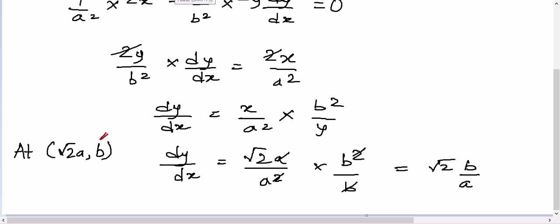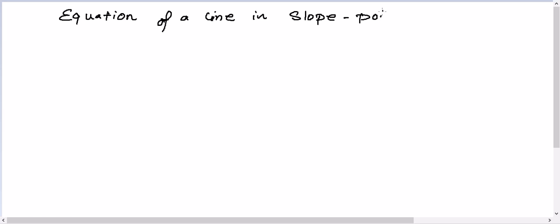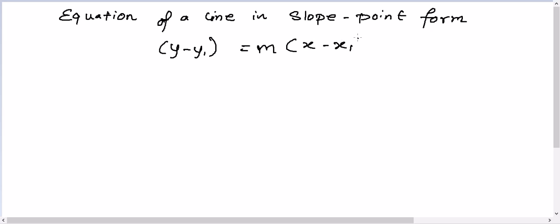Cool. Now, guys, we'll find the equation of tangent. The equation of a line in slope point form is y minus y1 is equal to m into x minus x1, where m is the slope. We'll be using this formula to find the equation of tangent.